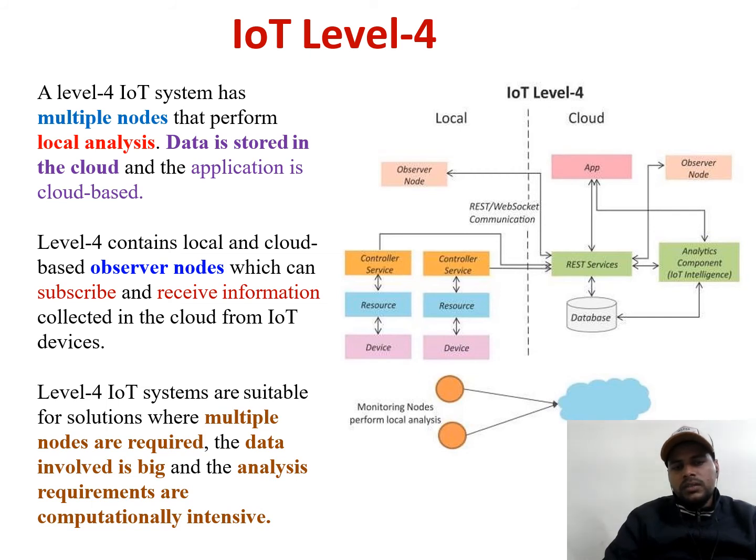Level 4 contains local and cloud based observer nodes which can subscribe and receive information collected in the cloud from IoT devices. Level 4 IoT systems are suitable for solutions where multiple nodes are required, the data involved is very big, and the analysis requirements need a lot of calculations.